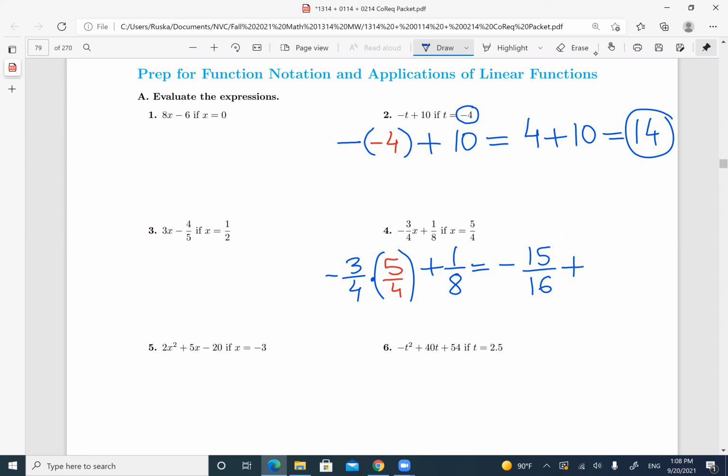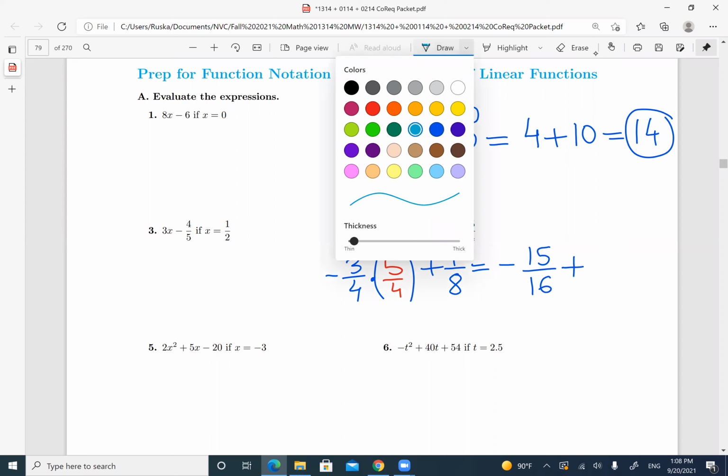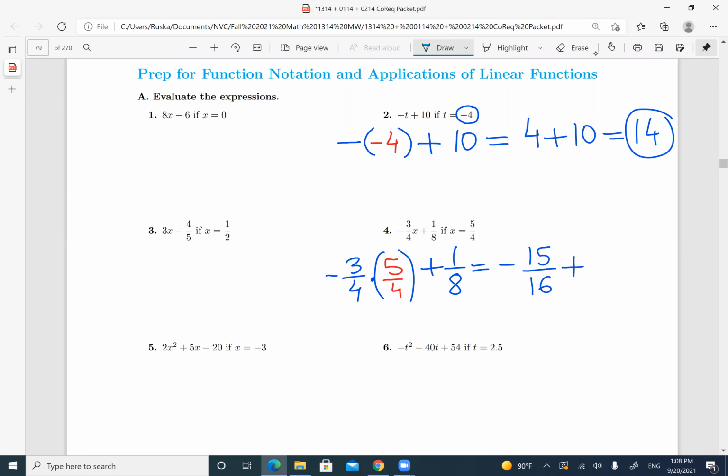Now, because the denominator is 16 for the one we just got, I'm going to multiply 1/8 by 2 up and down so I can have the same denominator. So I'm multiplying by 2 up and down, and that will give me 2/16, which is the same as 1/8. It's the same fraction, we just make the same denominator as the other fraction. So that's how you add them. And then you're going to add -15 plus 2, which is -13/16. And then check if you can reduce.